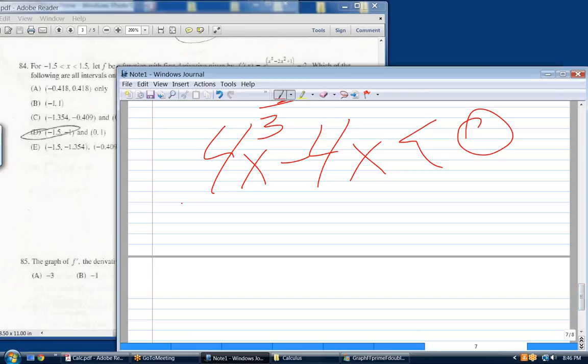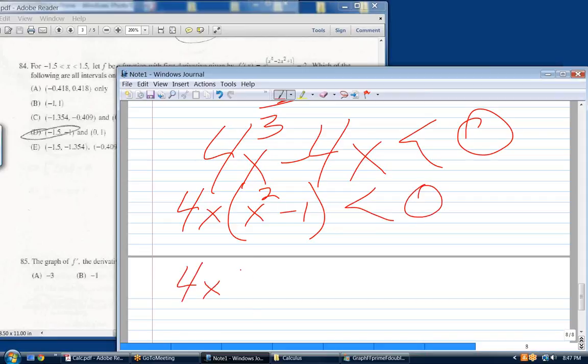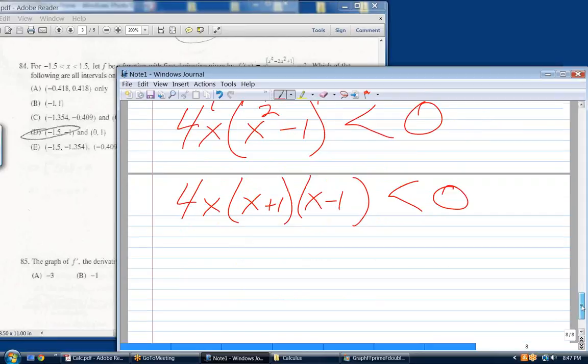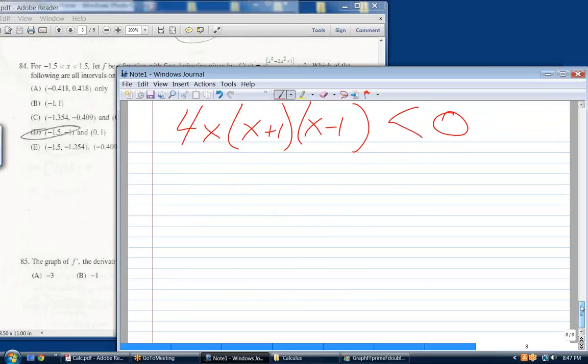Well, let's factor out a 4x times x squared minus 1 less than 0. And that is 4x times x plus 1 times x minus 1 less than 0. Do you remember how we solved these? I don't. The inequality, we need a sign chart.